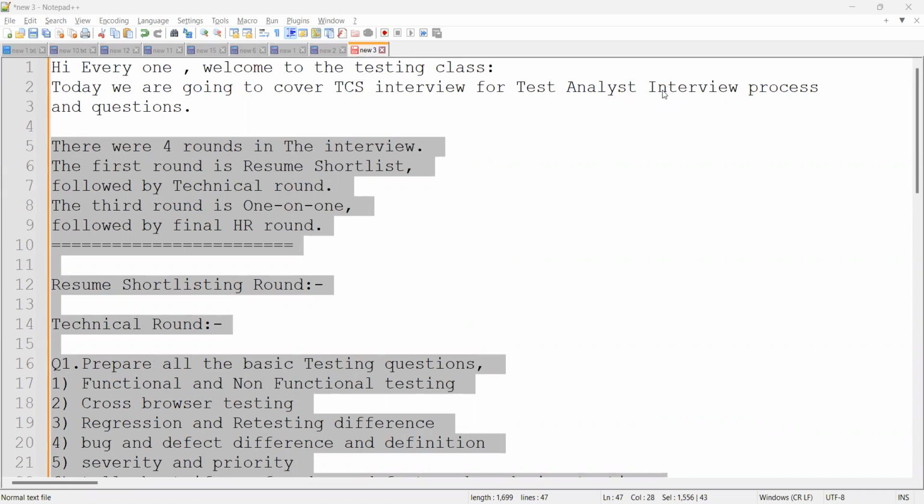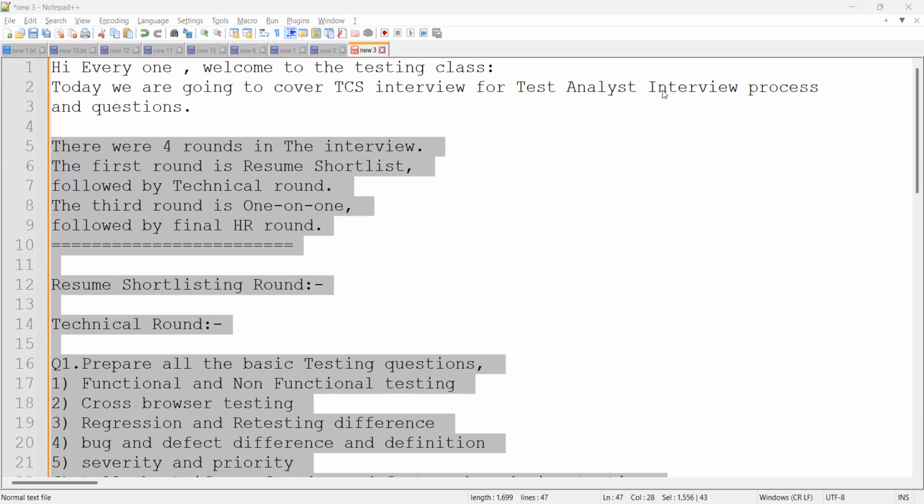Today again we will be covering the TCS testing interview questions and what all rounds that you will be attending when your resume is shortlisted. One of my colleagues went through the same rounds and had the same experience while giving the TCS interview. So as per his experience, I have noted down all those things that he has faced in the TCS interview for testing analyst or software testing.